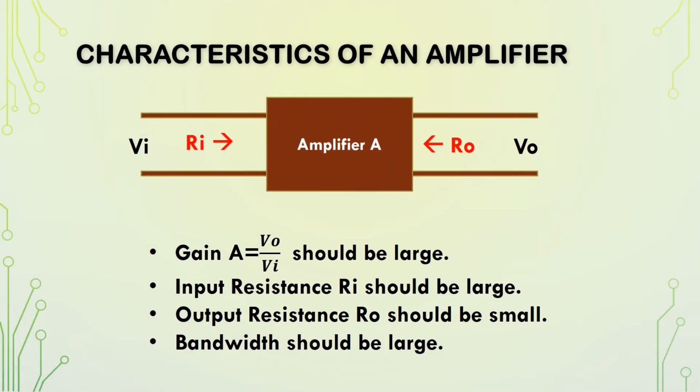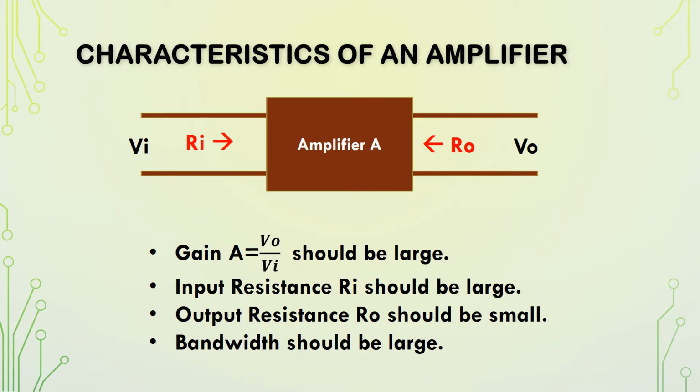Now we move on to the important characteristics of an amplifier. So the four important characteristics of an amplifier are gain, input resistance, output resistance, and bandwidth. And these four characteristics are defined in such a manner that the gain A, which is equal to Vo by Vi, should be large for an amplifier.